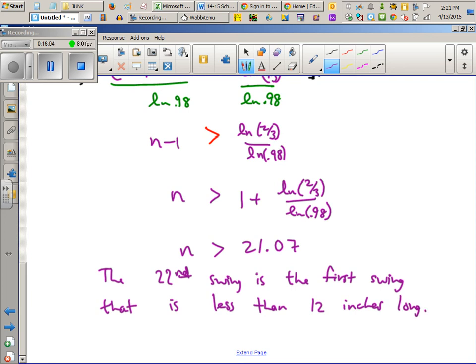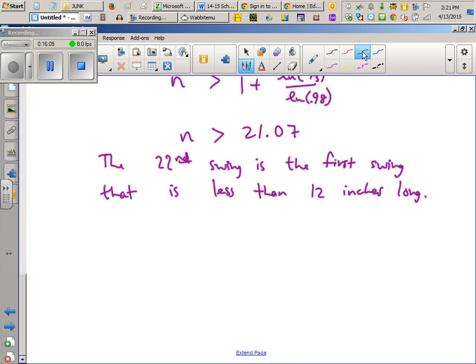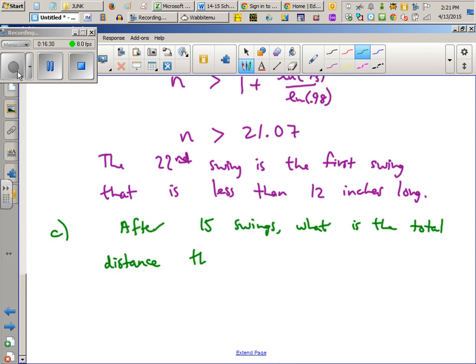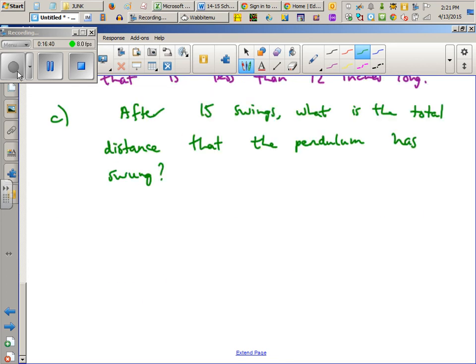Okay, so there's your answer. Part C says, after 15 swings, what is the total distance that the pendulum has swung? What is the total distance that the pendulum has swung?